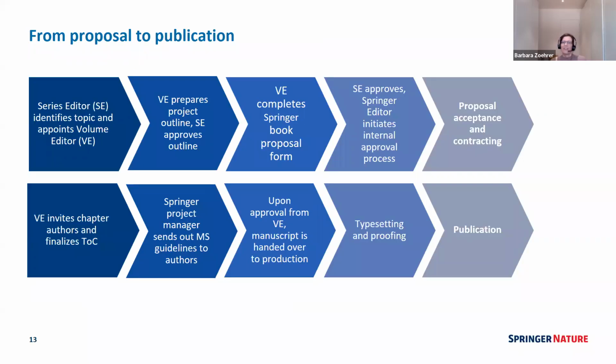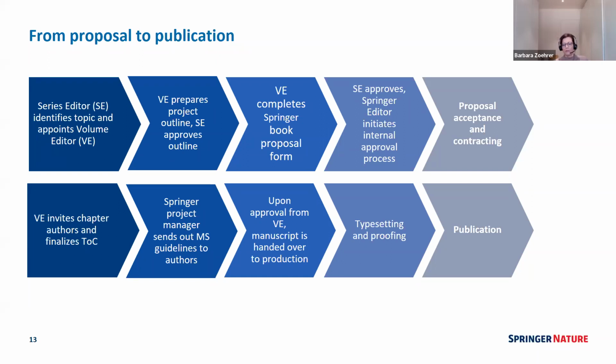So what are now the steps that bring you to book publication? For the series, we have established a workflow which is outlined here. So it all starts with the series editor identifying a topic and appointing a volume editor. Typically, books published in the series are edited volumes, which means that the volume editor chooses chapter authors and invites them to contribute a chapter. So the volume editor then prepares a project outline, which is approved by the series editor, and then the volume editor completes a Springer book proposal form.